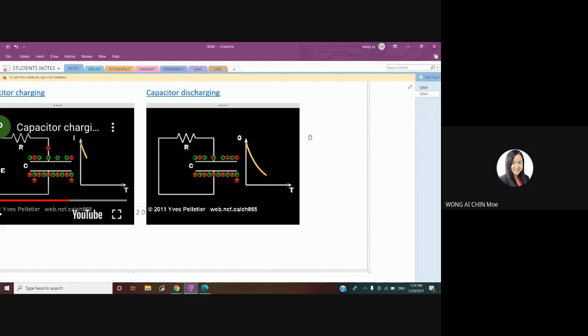And the last charge will move even slower. If you refer to the graph, of course, it will move slower and decrease slowly. So this is the discharging process.